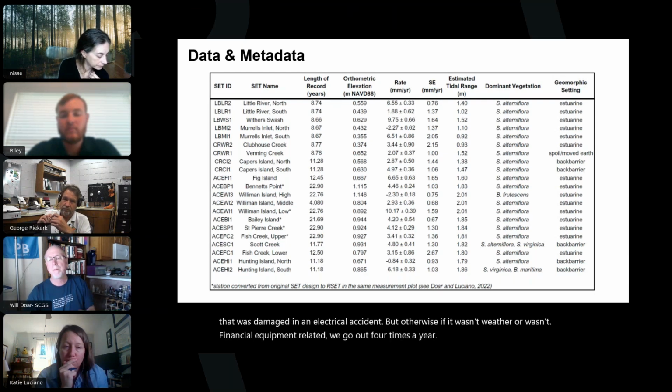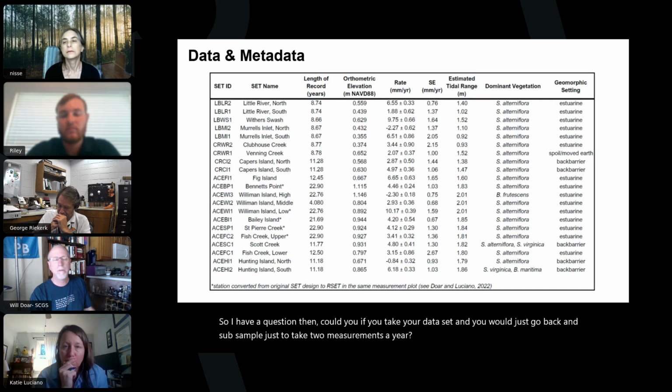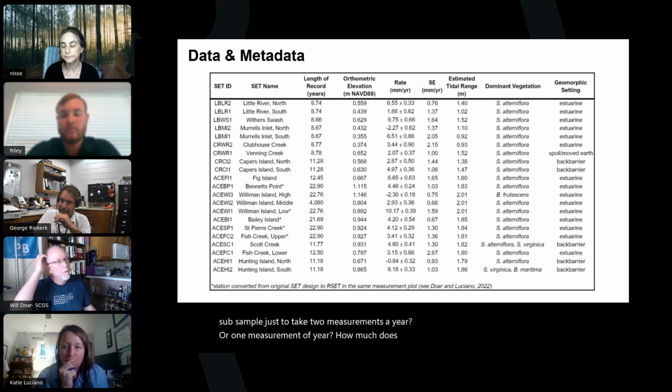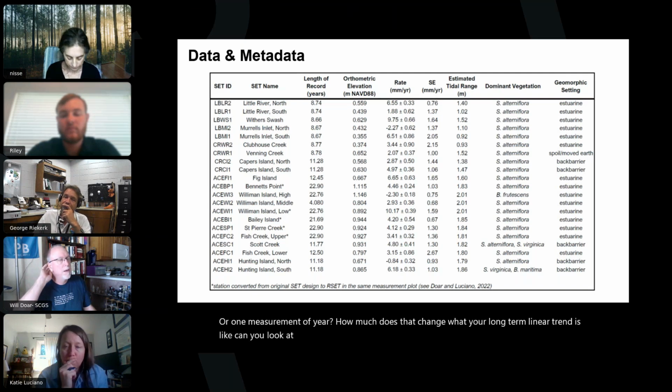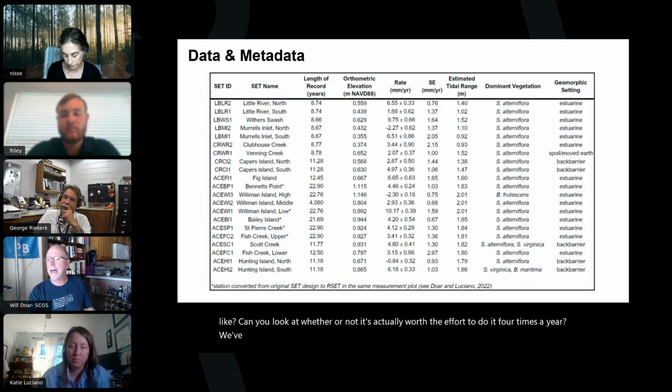So I have a question then. If you take your data set and just go back and subsample, to take 2 measurements a year or 1 measurement a year, how much does that change what your long-term linear trend is? Like, can you look at whether or not it's actually worth the effort to do it 4 times a year compared to 1 or 2 times a year? We've looked at that. I've not done the quantitative analysis on that. That would be publication grade.